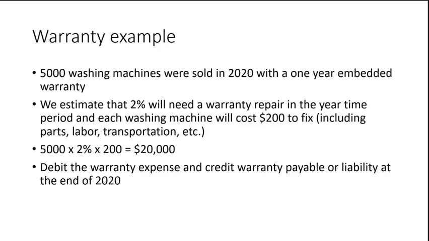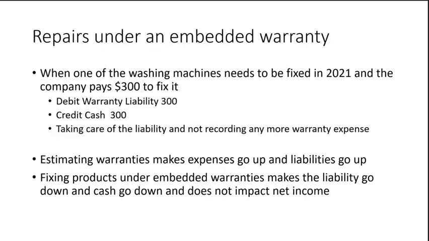We then record that as a debit to warranty expense and credit warranty payable or warranty liability, however you want to say it, at the end of 2020. We want that expense in the same period as we record the washing machine sales, right? We want to match those two in 2020.